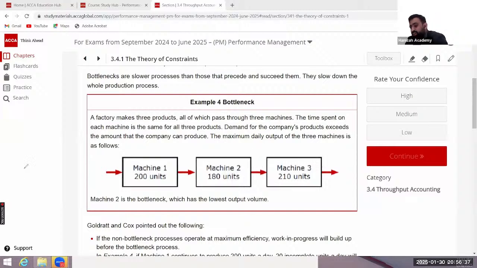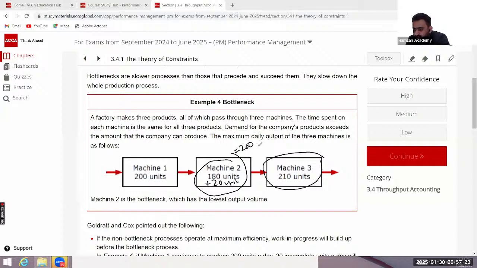Now, another aspect. If you upgrade machine 2 by 20 units, and let's say we increase the capacity of machine 2 up to 200 units, then machine 1 can produce 200, machine 2 can produce 200, but machine 3 can produce only 210 units. In that case, machine 1 and machine 2 will become the constraint. So when you enhance the capacity, there will be another constraint.